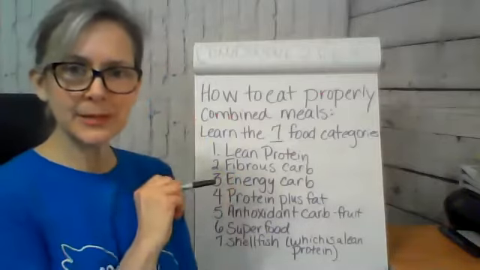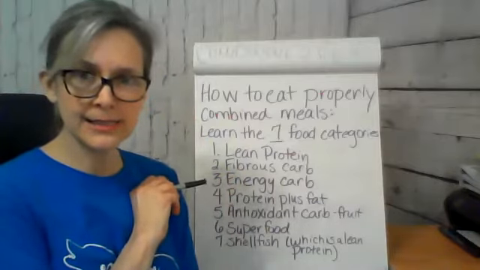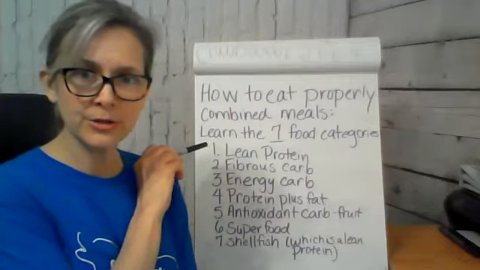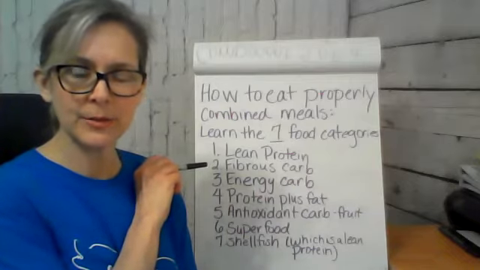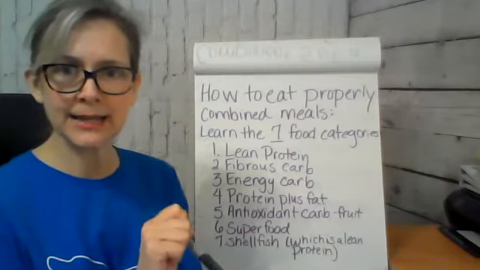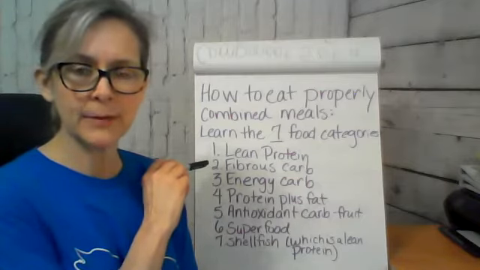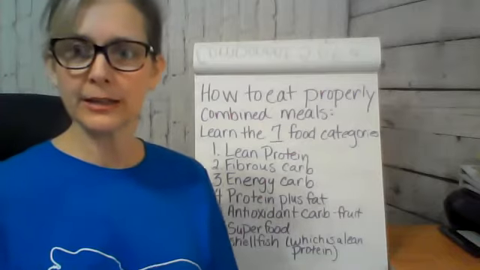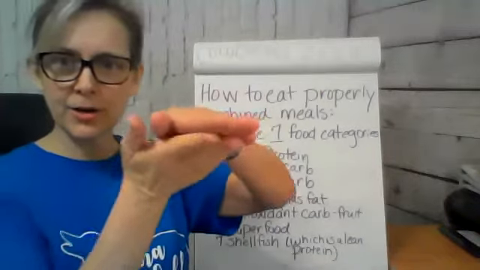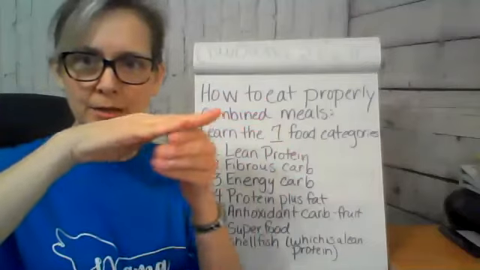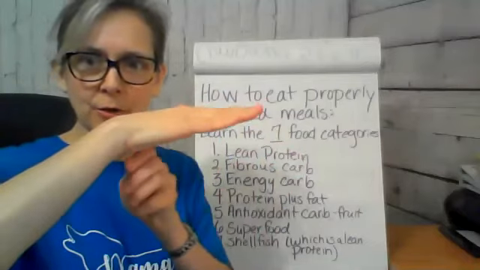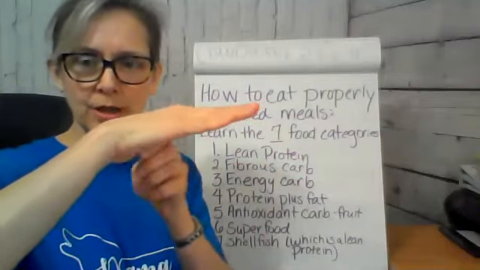But if you want to eat some potatoes, you must eat it with a category 1 lean protein and a category 2 fibrous carb. That's a must and an and. So if you're going to eat the potatoes, you must have it with a lean protein and a fibrous carb. So what that plate might look like is chicken breast under here, your potatoes under here, and maybe your green beans or whatever you choose under here.